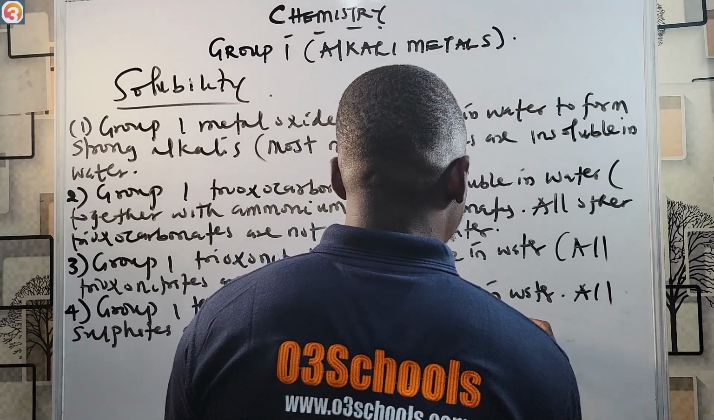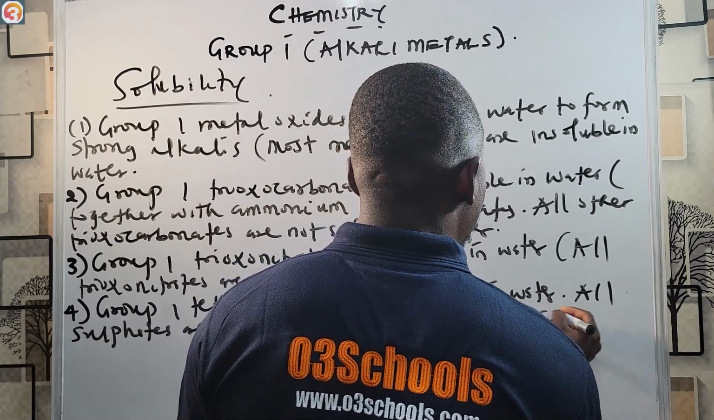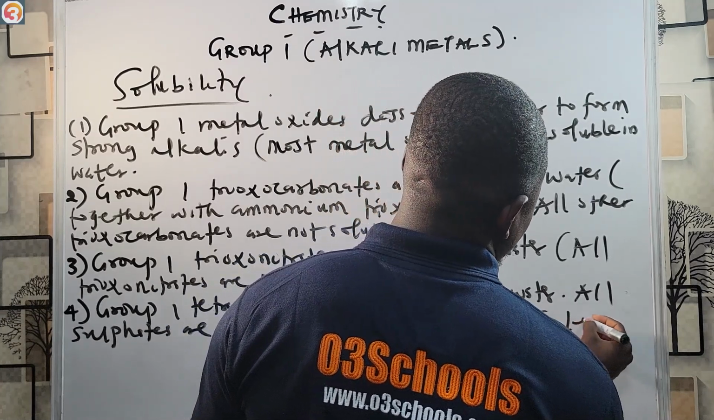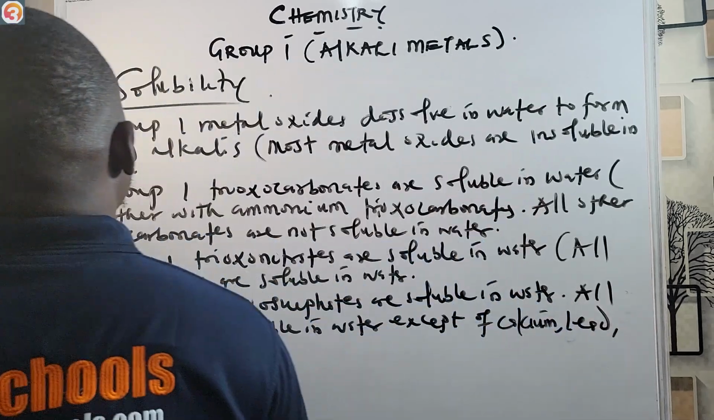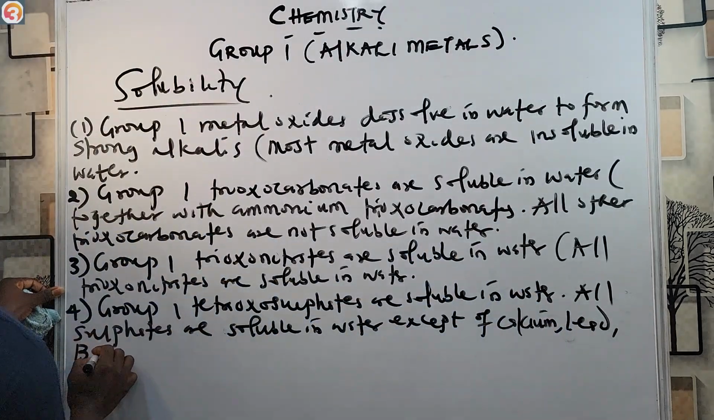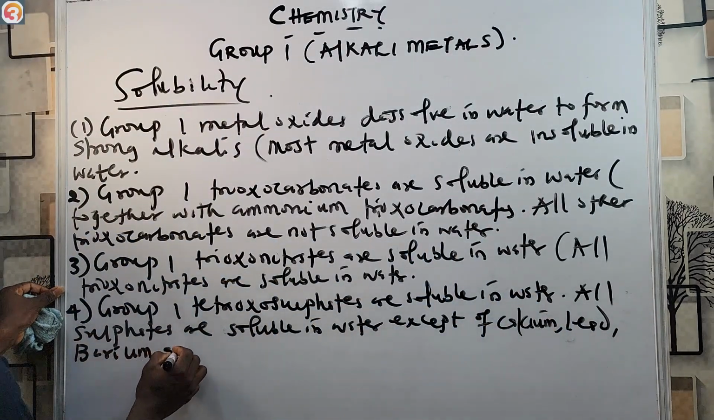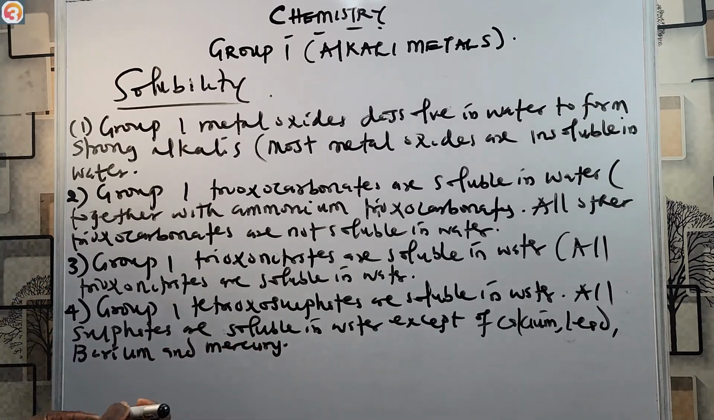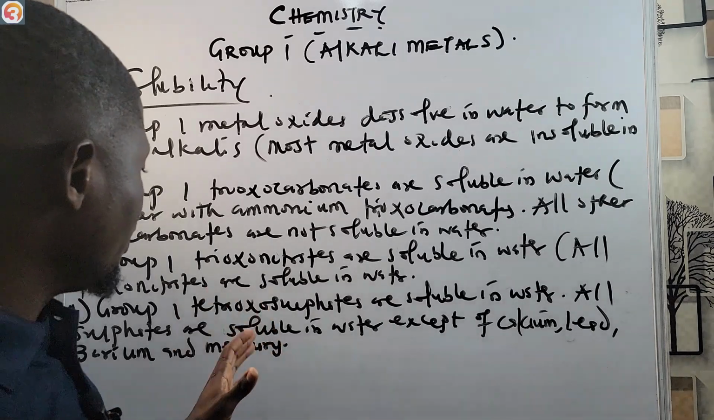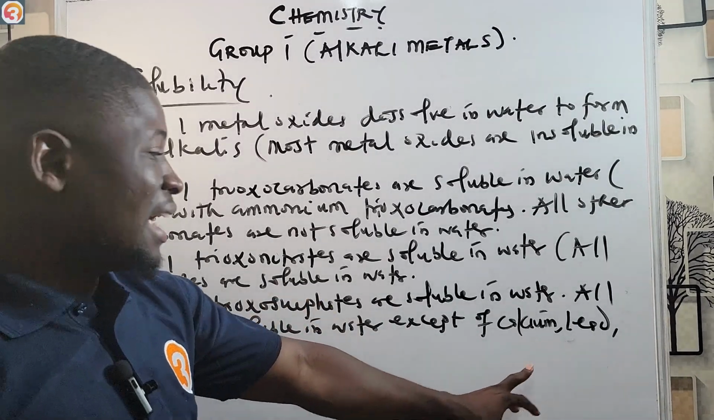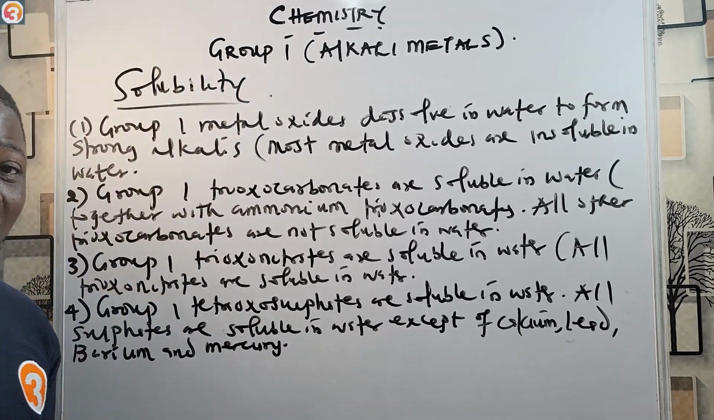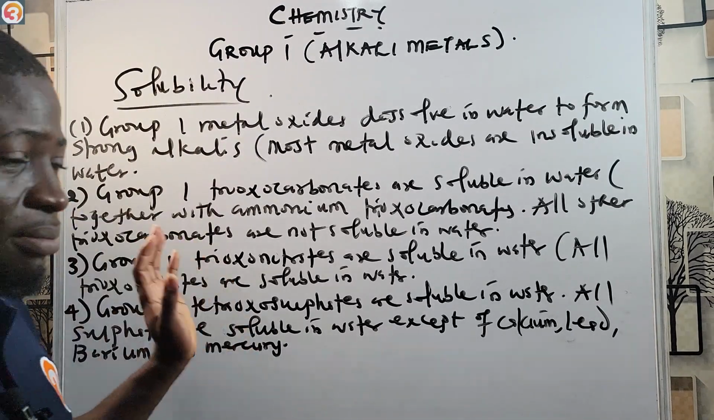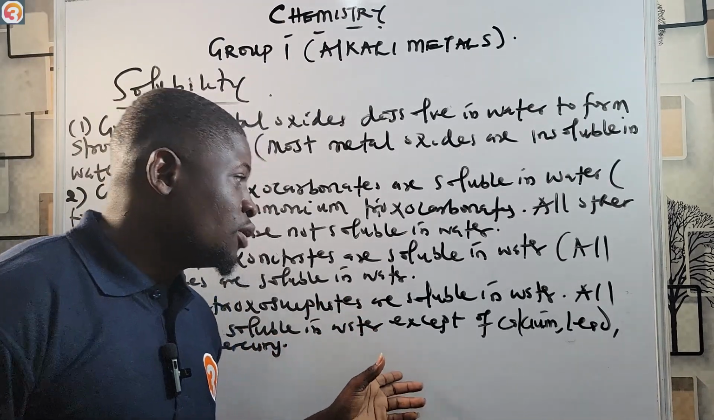except those of calcium, lead, barium, and mercury. All right. So group one tetraoxosulfates are soluble in water, and all sulfates are soluble except those of calcium, lead, barium, and mercury. This is a typical exam question you may be asked.